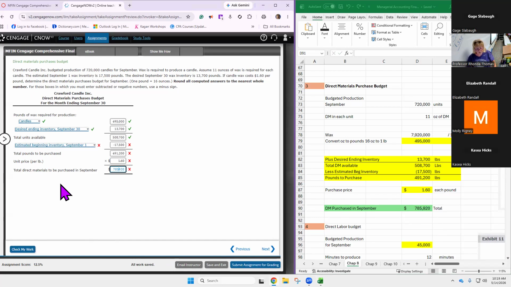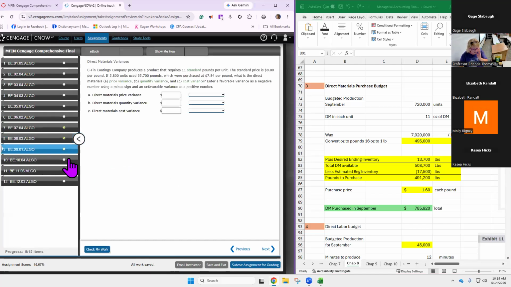785,920. So in order to produce the candles, 720,000 candles, we're going to need to buy $785,920 worth of wax. Yep. Okay, so this is the purchasing that will help us with this. Maybe they could even find it for less than that price. Hope it's the same quality of wax. Okay, moving on.